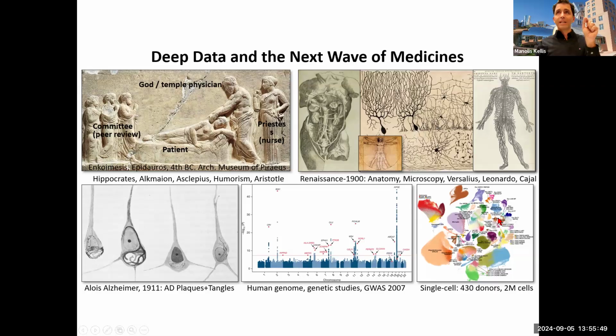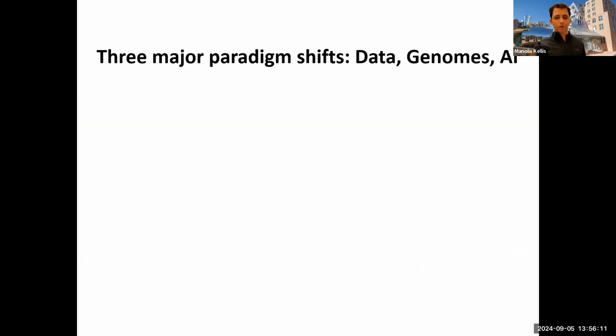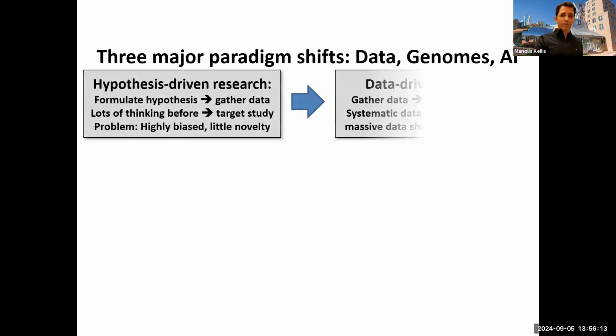And that one cell has the expression of 20,000 genes. So it's a 20,000-dimensional space that I've condensed here into two dimensions. And it is 2.4 million data points across 430 donors, half with Alzheimer's, half without Alzheimer's. Okay? So that's where AI comes in. That's where massive, massive, massive information needs to be processed. So that's the three shifts that I want to talk about.